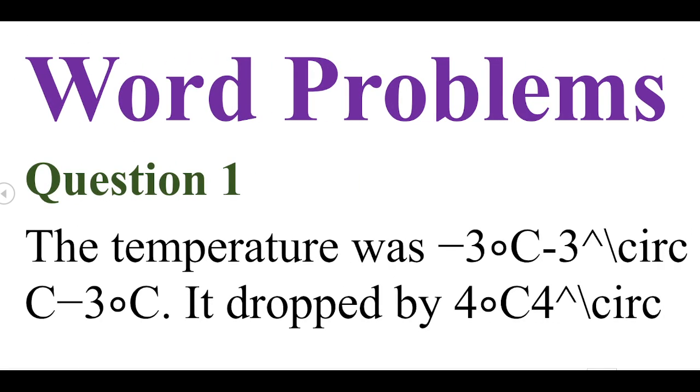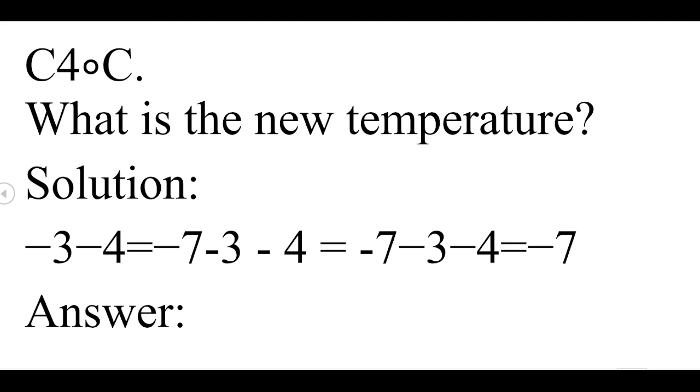We can see word problems. Let's apply these rules to real world scenarios. Question number 1: the temperature was minus 3 degrees. It dropped by 4 degrees. What is the new temperature? So we can start the solution: a drop means subtraction. Minus 3 minus 4 is equal to minus 7. The answer is minus 7 degrees.